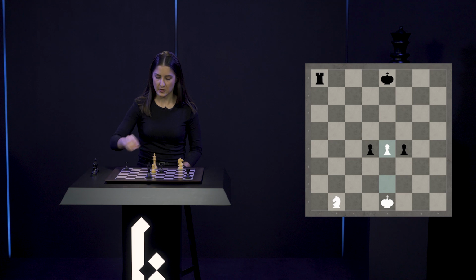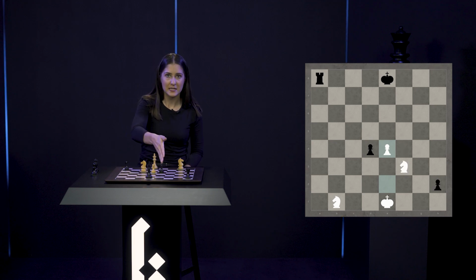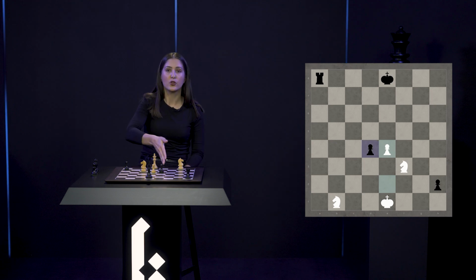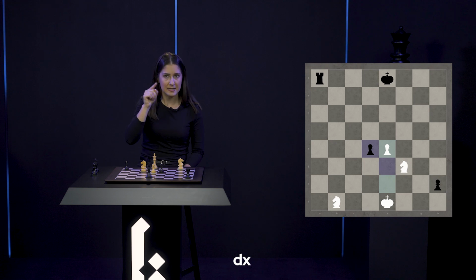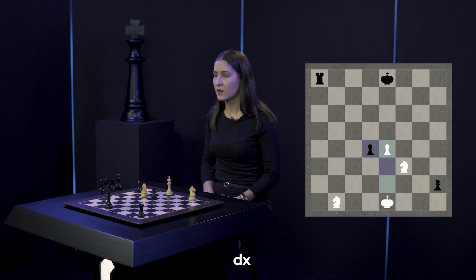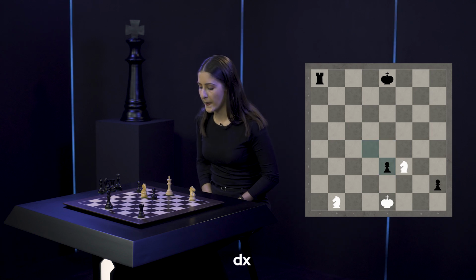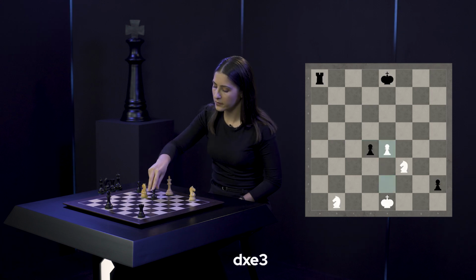So let's go back to this position. In this case, the pawn that is capturing is placed on the D file. So you will write D, X, that means takes, and then you will write the square where the pawn is going. So D takes E3. All right.